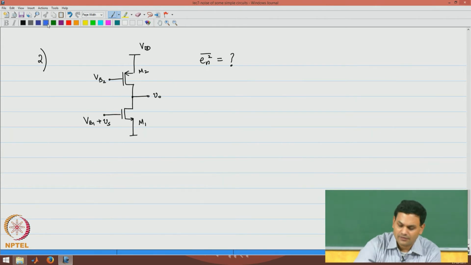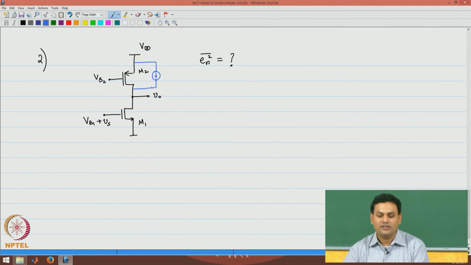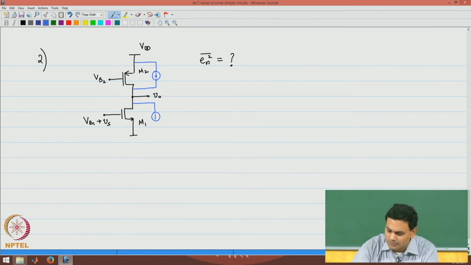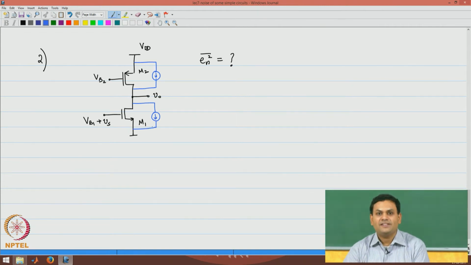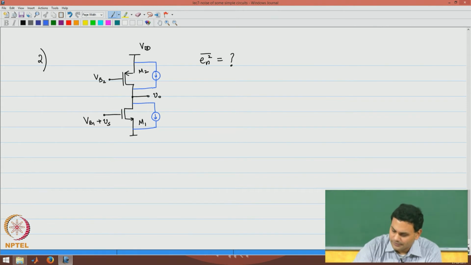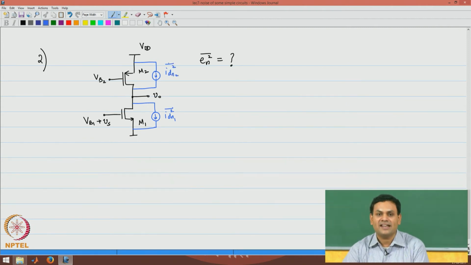I will first note that both these transistors have drain thermal noises. Please note that when you are considering noise, especially when the noise sources are uncorrelated, the direction of the noise current does not matter, because you are always adding them in mean squared terms. I have two drain thermal noises, which I will denote by ID N1 squared and ID N2 squared.